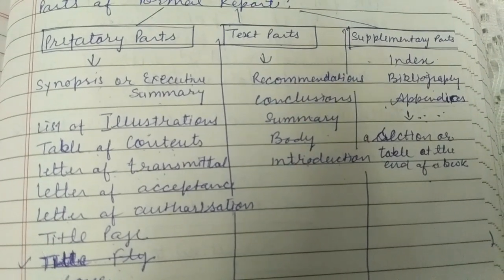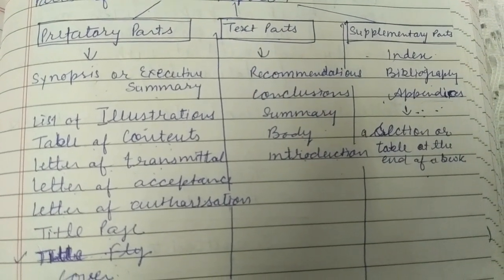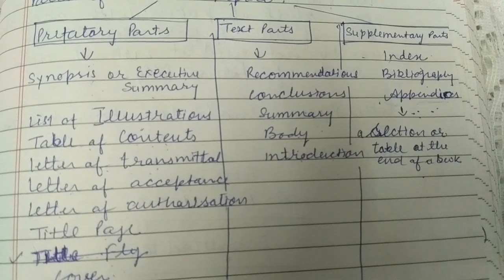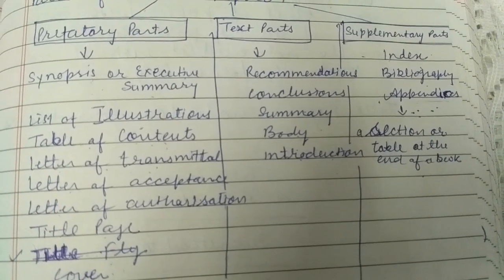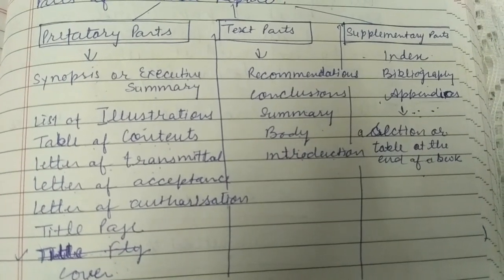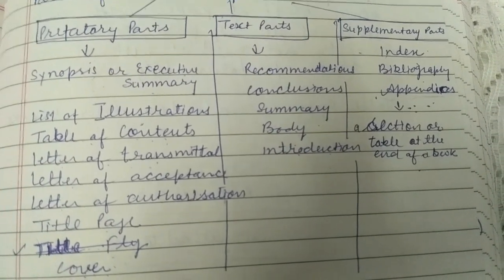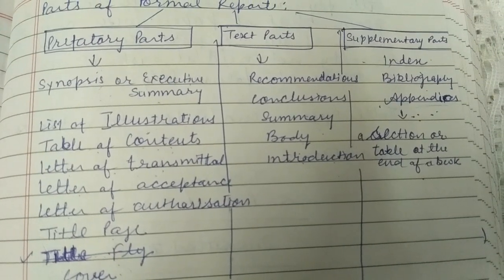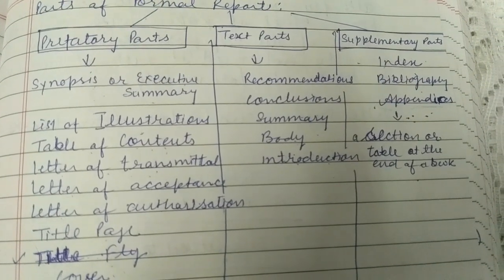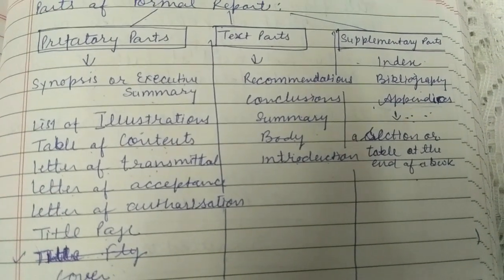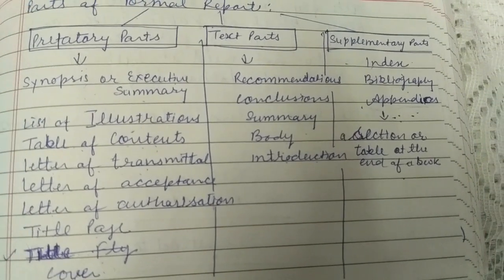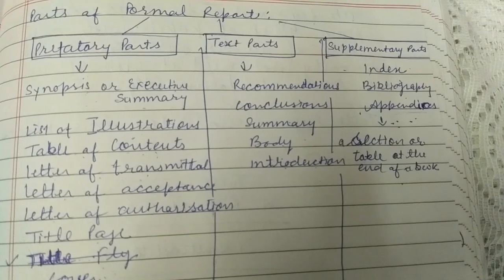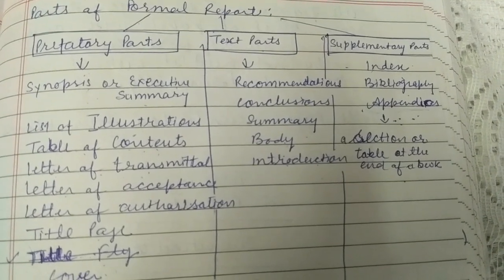Now the text part. Again we go from downward. We prepare first the introduction, then body, summary, conclusion and recommendation. Now the third part is the supplementary part. We prepare here appendices, bibliography and index. Appendices is the plural of appendix. It is a section or table at the end of a book.